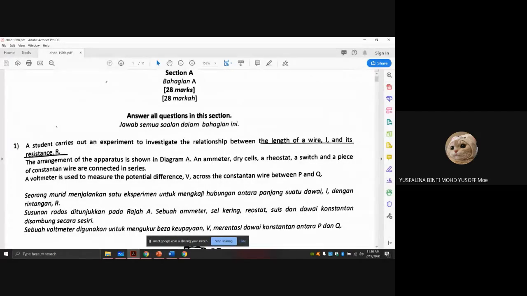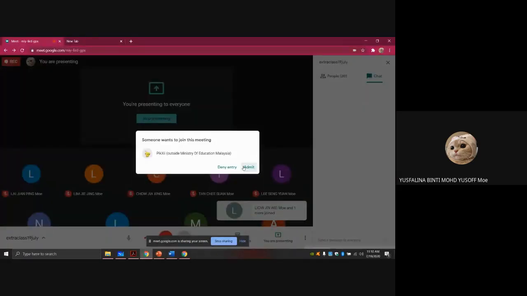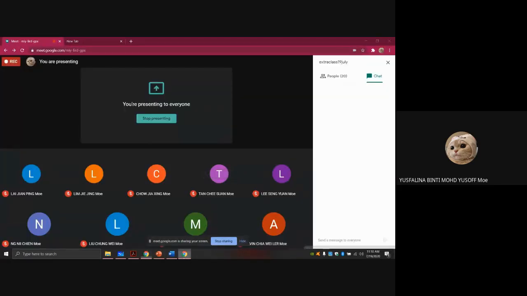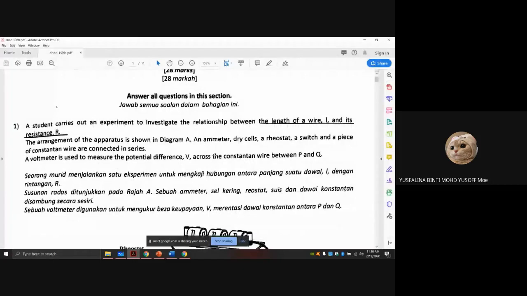A student carries out an experiment to investigate the relationship between the length of wire and its resistance. So the first thing you do, you underline this sentence, because from this you can get the manipulated and the responding variable. So underline the variable first: between the length of wire and its resistance.